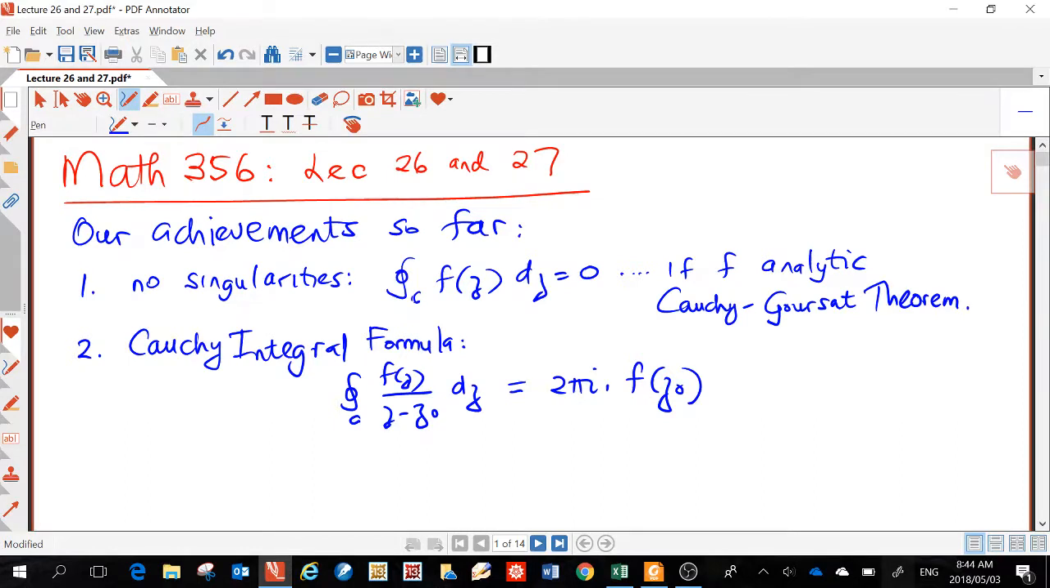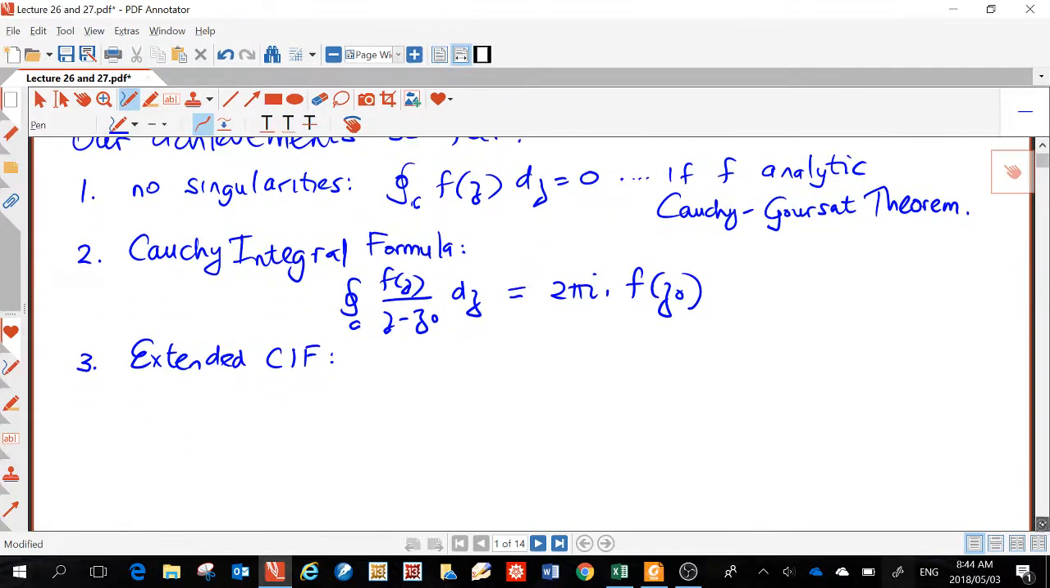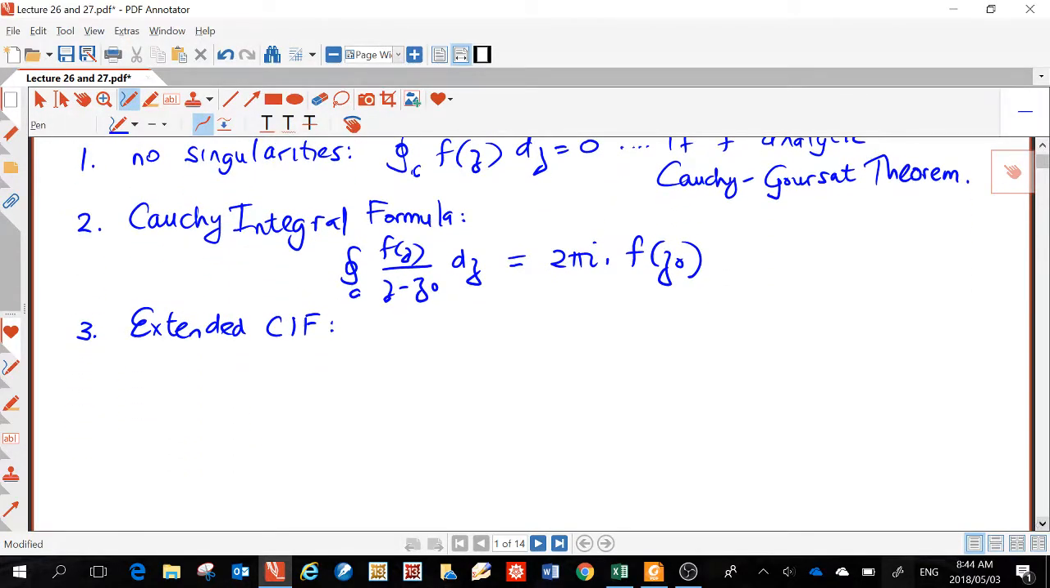Thirdly, okay, let me swap the order here. Let's take the extended form of this. What if you have more than one of these singularities at the bottom? In other words, suppose you have f of z over z minus z naught into z minus z1 dz. Then what's the story here?